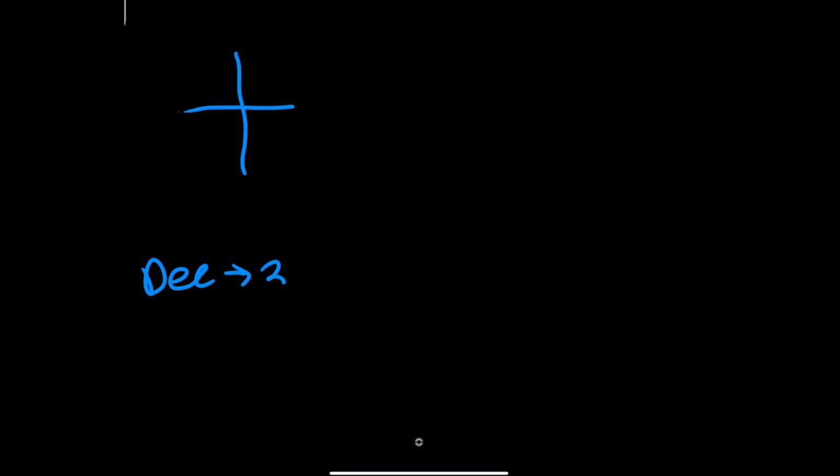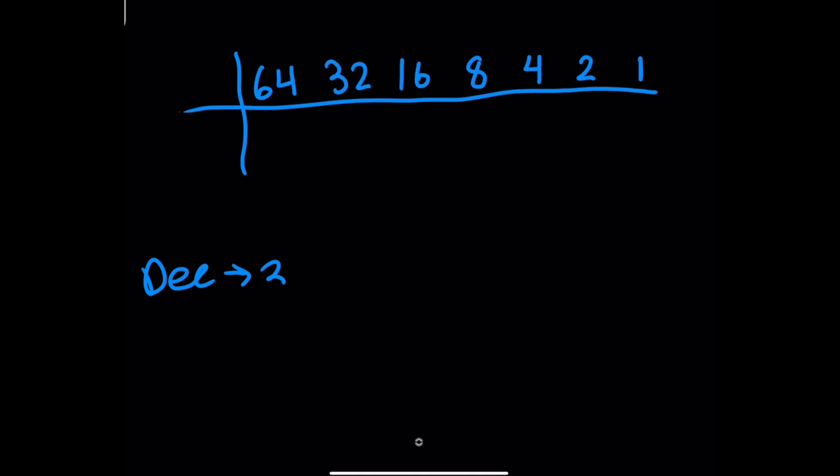Okay, so for binary, what we need to know is that each number doubles itself. So 1, double that is 2. 2 is 4, 4 is 8, 8 is 16, 16 is 32, and 32 is 64. You just multiply each of them by 2, or you add one of them. You get the gist.